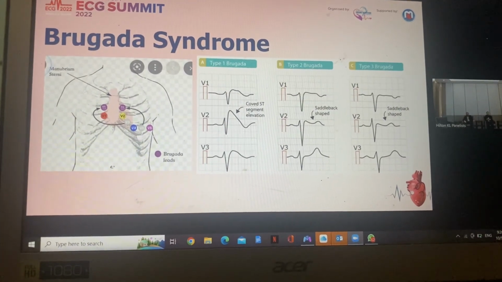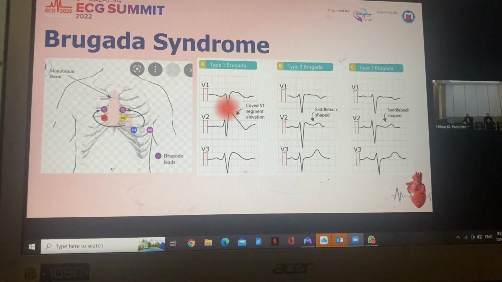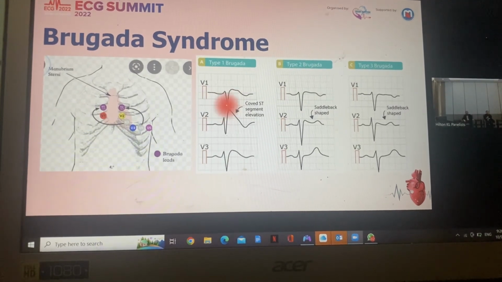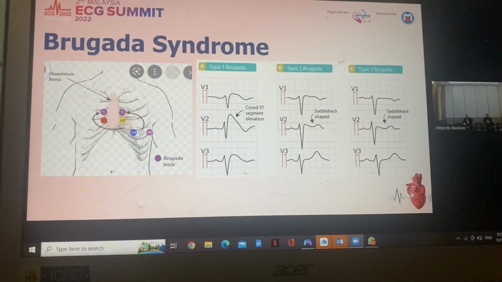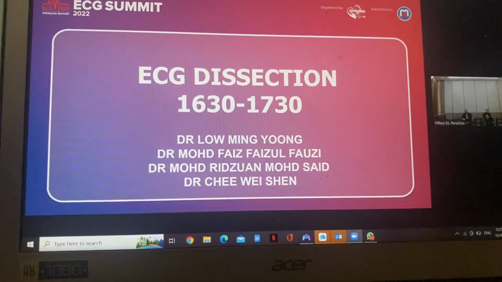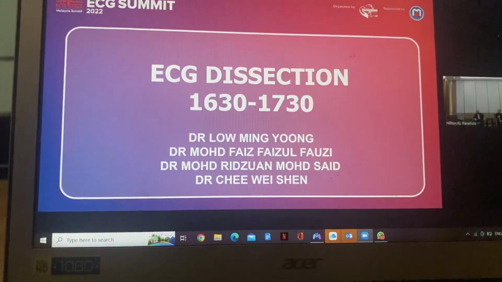So this is right, type 1, but you have to get a Brugada lead ECG to confirm whether it is type 1, type 2, or type 3, because the hallmark of type 1, diagnostic of Brugada, is ST elevation with coved ST elevation compared to type 2 and type 3. Okay, so I believe we're reaching the end of our presentation.